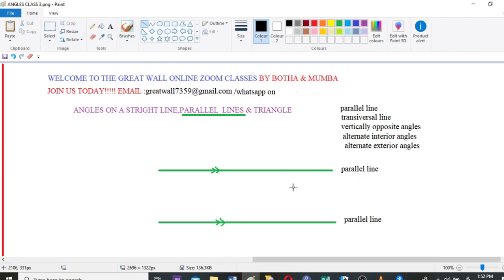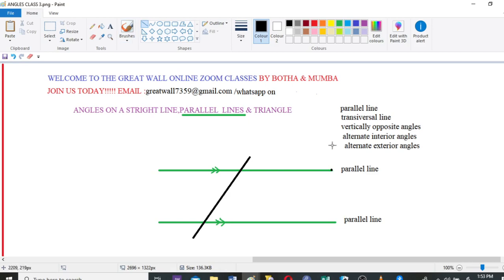Now we have what we call a transversal line, cutting these two parallel lines, like that. So there are some angles which are formed when this happens. You can check on that pamphlet I posted in the group for more information and definitions of these other details.